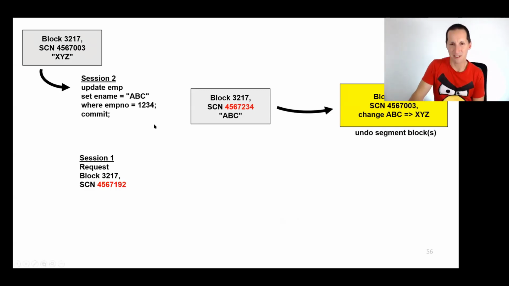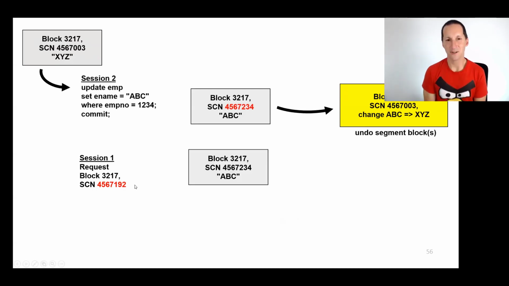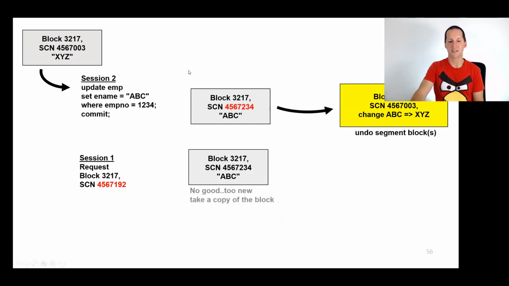So session 1 comes along and says, look, my query has been running for about 5 or 6 minutes now. So I've just encountered block 3217. I need it at SCN 192. I look in the buffer cache or even on disk and I say, well, I've got a problem here because block 3217 is now at SCN 234. Well, that's way too new for me. If I use that data, I'm returning corrupt results.